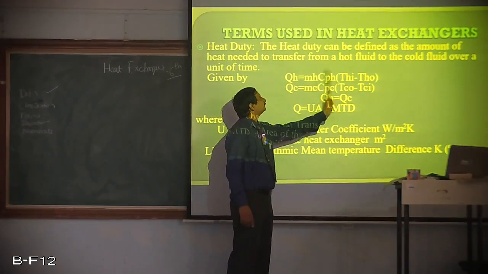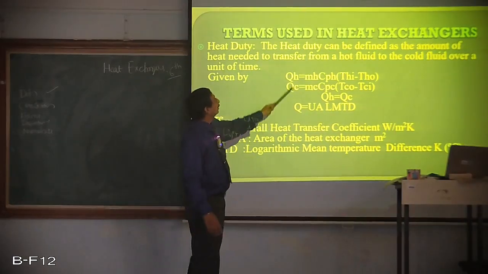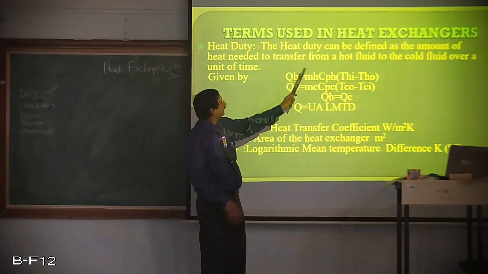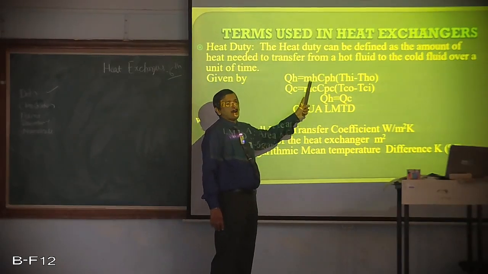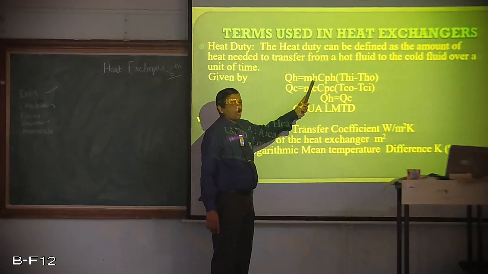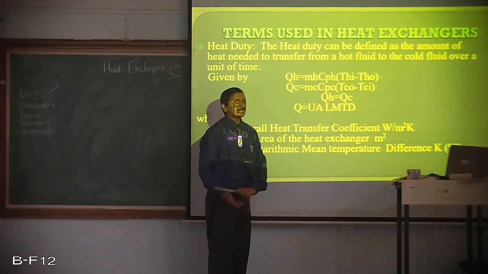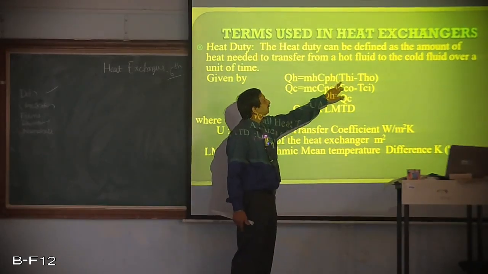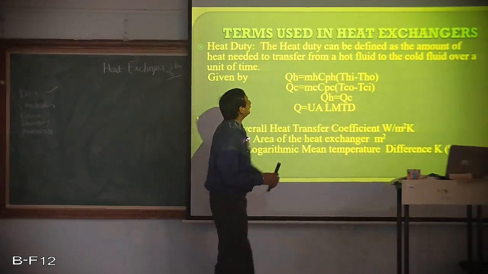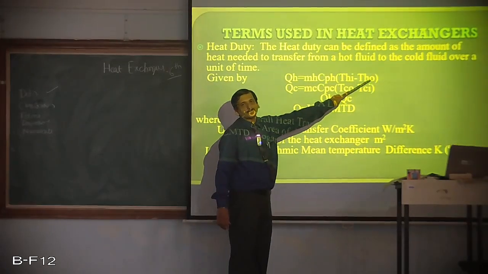It is just something like that, m c_p delta T, whatever you might have studied in the ATD or the BTD, the same way. Now what is this m_h? It is the mass flow rate of the hot fluid. H stands for the hot fluid. Then c_p is the specific heat at constant pressure of the hot fluid. Then T_hi is the inlet temperature of the hot fluid, and T_ho is the outlet temperature of the hot fluid.